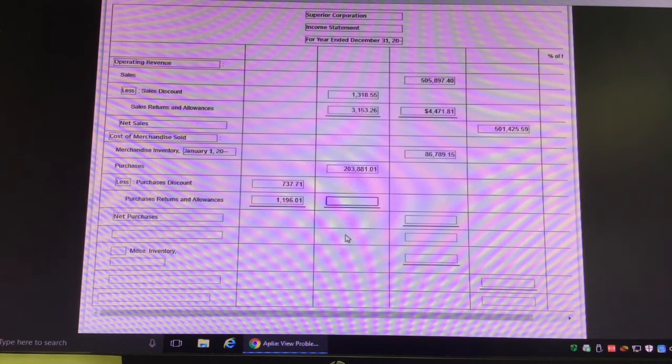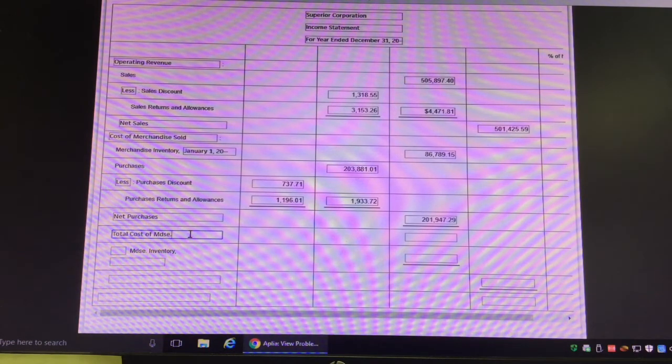So to adjust how much we actually bought, we're going to take that $203,881.01 and we're going to subtract $1,933.72. So our net purchases is going to be $201,947.29.